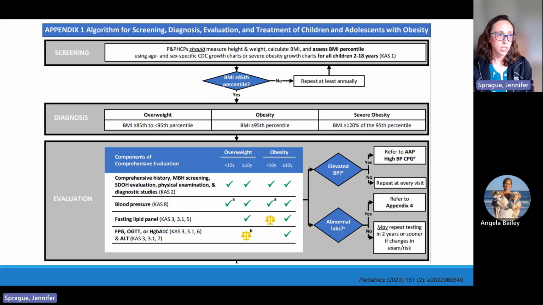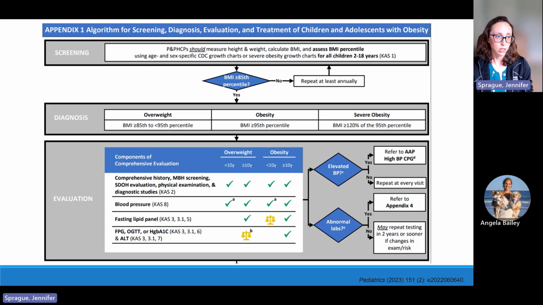Okay, so now we're going to go back to the guidelines. This is the algorithm for screening, diagnosis, and evaluation treatment of children and adolescents with obesity. For patients who have a BMI greater than the 85th percentile, so in the overweight or obese category, it's recommended that everyone get a comprehensive history, behavioral screening, social determinants of health evaluation, physical exam, and diagnostic studies. Blood pressure for all of these patients as well, both less than and greater than age 10.